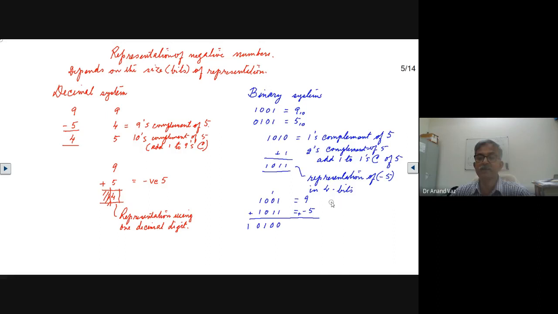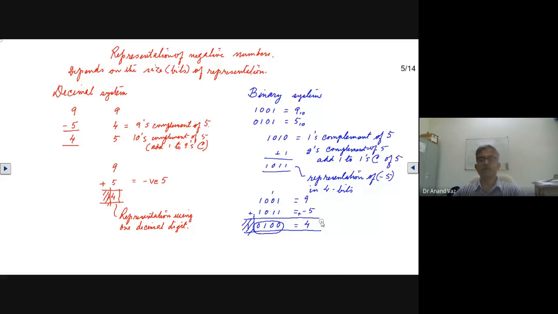But because we have a bit representation size of 4 bits only, we will consider only 4 bits. And we will chop off the bit on the left hand side. So this part gets chopped off, just like we did in the decimal system. And we are left now with 0, 1, 0, 0. And this is actually equal to 4. So you can see that we have performed the process of subtraction by addition of a negative number.